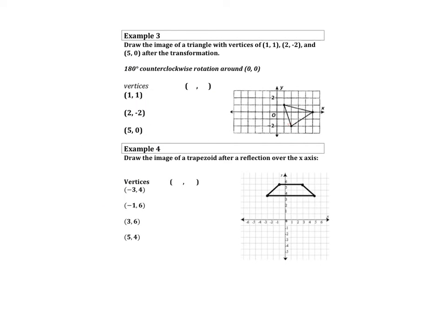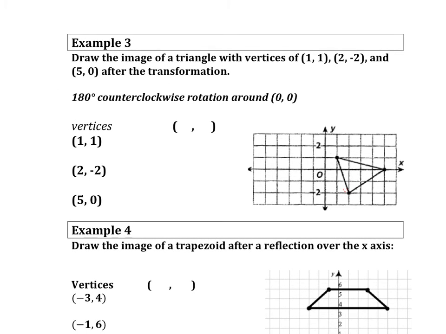Next, we're going to be taking a picture and actually changing where it is, transforming it. In this one it says, draw the image of a triangle with vertices of (1, 1), (2, -2), and (5, 0) after the transformation. So it says 180-degree counterclockwise rotation along (0, 0). I don't want you to worry about this. We're only going to do 180-degree rotations along the origin, so nothing's going to be too fancy here. Stick with what I had told you before.